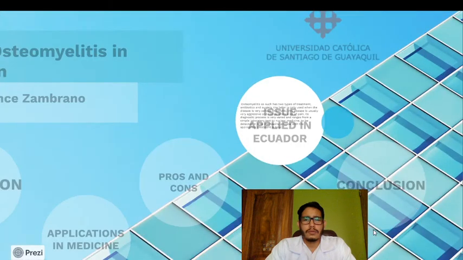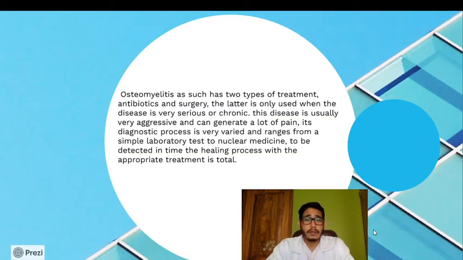Osteomyelitis has two types of treatment, antibiotics and surgery. The latter is only used when the disease is very serious or chronic. This disease is usually very aggressive and can generate a lot of pain. Its diagnostic process is very varied and ranges from a simple laboratory test to nuclear medicine. If detected in time, the healing process with the appropriate treatment is total.